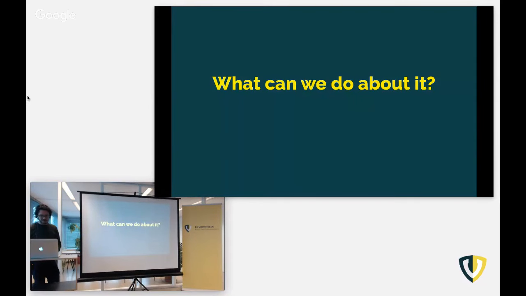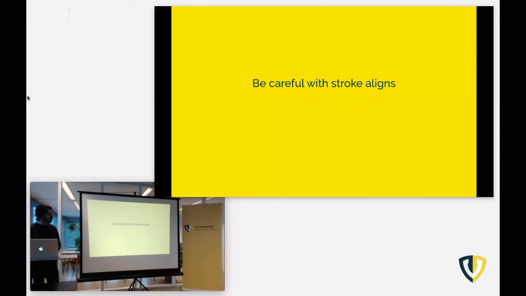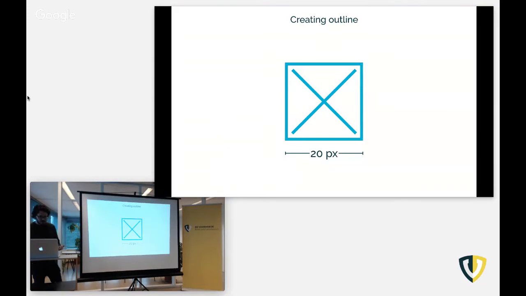So yeah, what can we do about it? Be careful with stroke lines. So what actually happens with the stroke line? Well, the stroke line options in Illustrator and in Sketch are a lot broader than what you can do with SVG. So you have all these options of aligning a stroke to the outside of your artwork, on the inside of the artwork, or in the center. SVG does not have this option. If you draw a stroke, it's on the middle of your artwork.